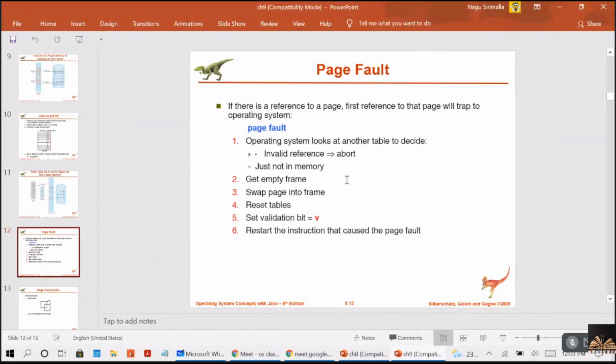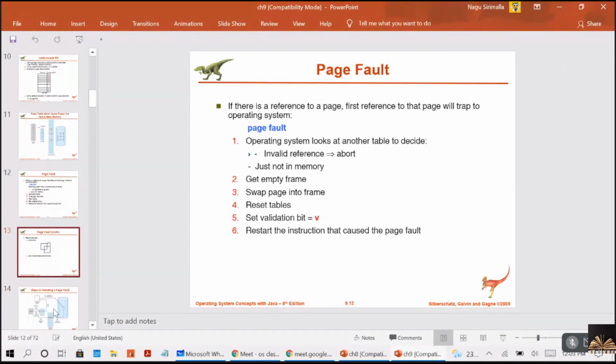So the same thing will be done. This will be done when the page fault occurs. Page fault occur aithe em cheyali, right? The same thing what I explained you just now.